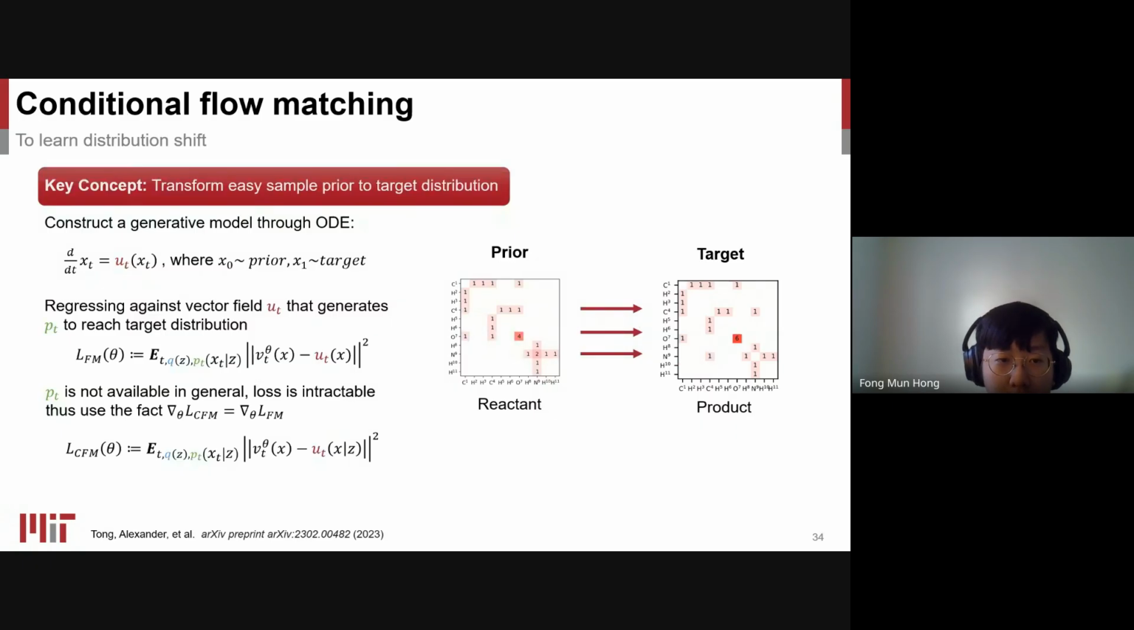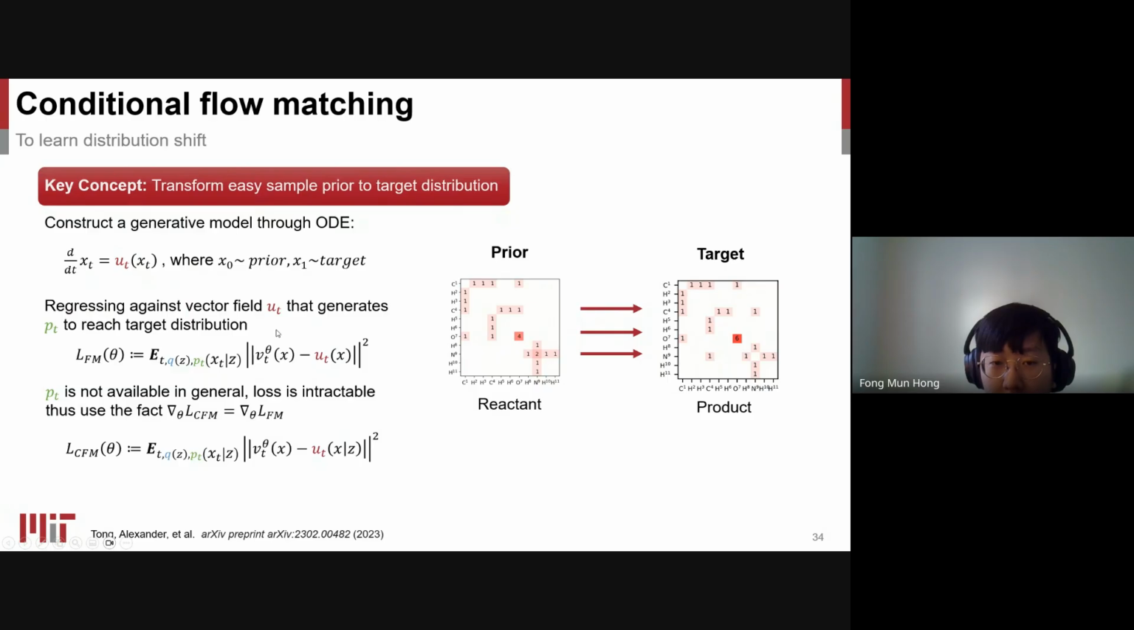Over here is a little dive into the conditional flow matching framework. The conditional flow matching framework mainly postulates that we are learning the generative model by constructing an ODE. So this is a vector field that moves from your prior distribution to your target distribution, and then basically the entire model here. This is the loss function.